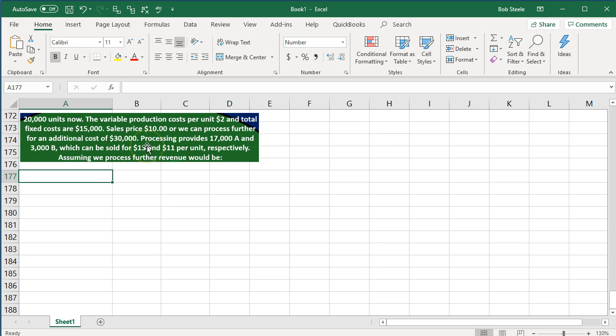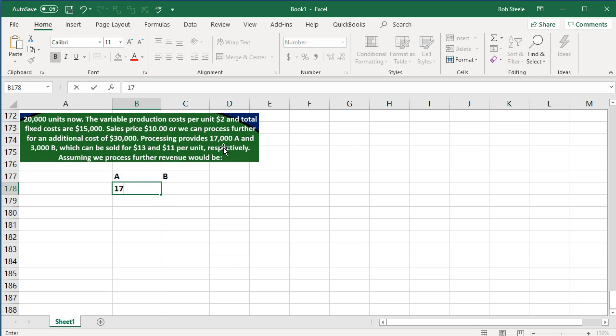So if processing provides 17,000 of A. So I'm assuming now when we process further, we have 2 units is what this is saying. So we had 1 unit and now we process further and we have 2 goods that we could process further, A and B. So we're going to say, all right, A and B. If we process further, we're going to get 17,000 of A, 3,000 of B, and they can be sold for $13 and $11 respectively. And so that's going to be our revenue.